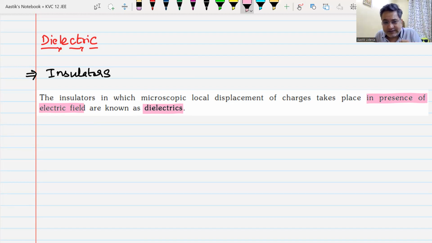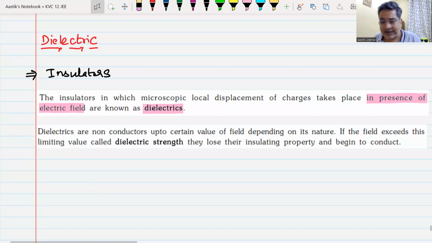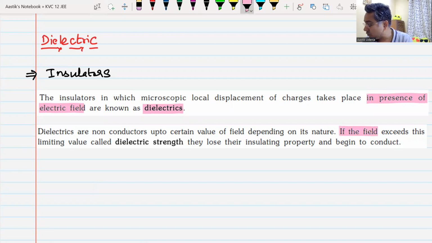So this electric field basically gives these electrons energy, and if you apply a sufficiently high electric field, the electrons which were bound previously can now become free, and this insulator now becomes a conductor. That maximum field is known as the dielectric strength of a dielectric. They lose their insulating properties and become conductors. Do we understand this? Yes, sir.